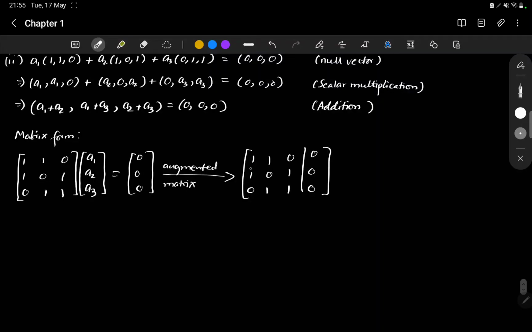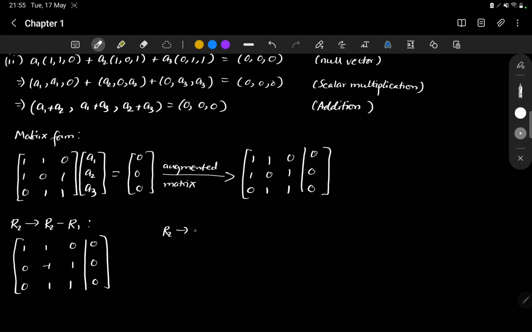So the first target is this element, we want to make this 0. So we will use the operation row 2 goes to row 2 minus row 1. So we have made this element 0. Next, we want to make this element plus 1. So you will say row 2 goes to minus 1 times row 2.